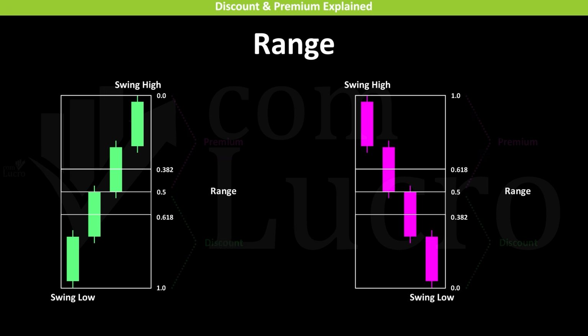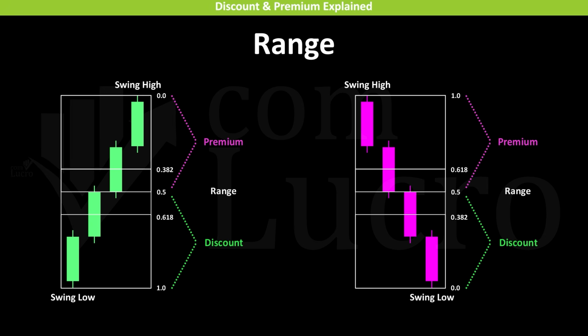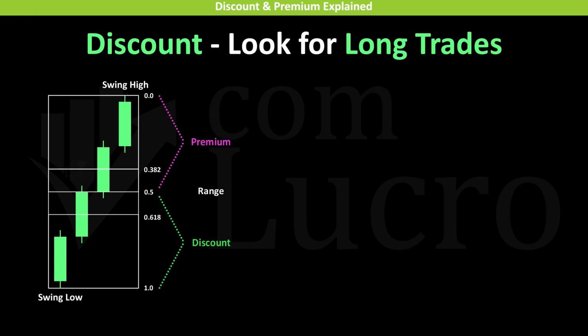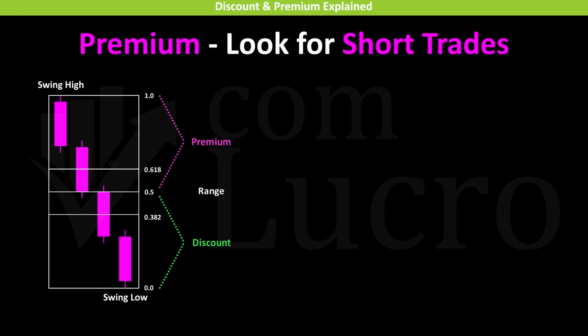When analyzing price within the ICT framework, one important concept quickly becomes clear. Price does not offer the same opportunity at all levels of a range, and context always matters. This observation naturally leads us to the idea of discount and premium as a way to frame price location more effectively. To understand how these zones work in practice, we must first understand the idea of a range. A range is simply the space between a swing low and a swing high, or between a swing high and a swing low. This range defines the boundaries within which price is currently moving.